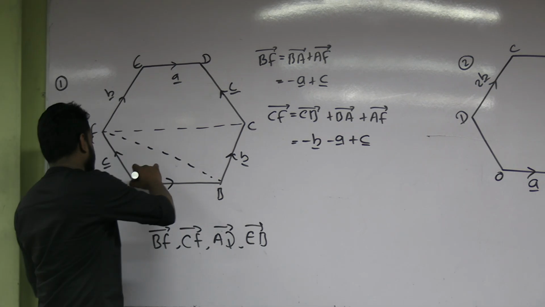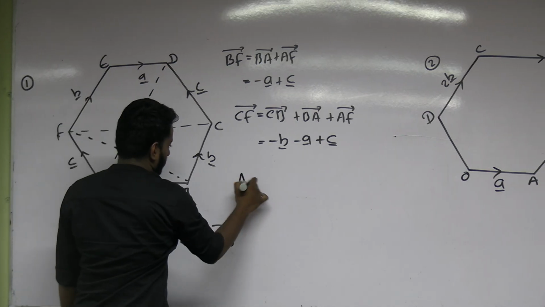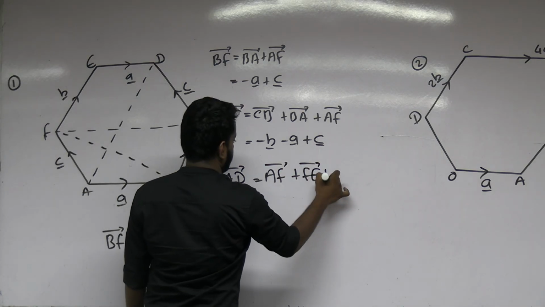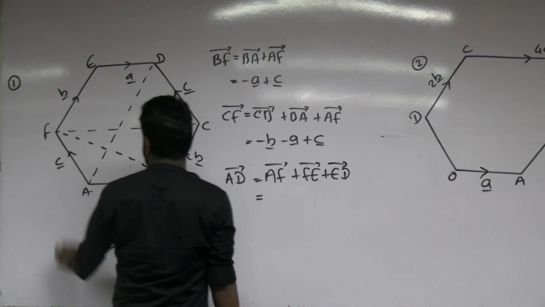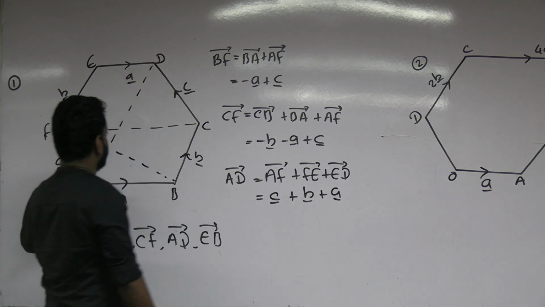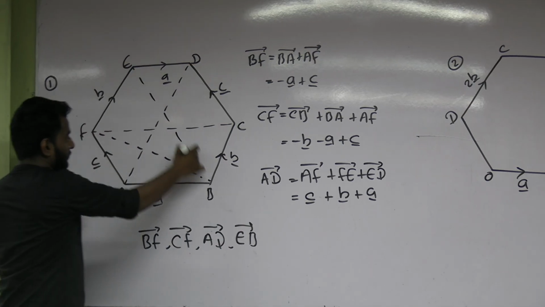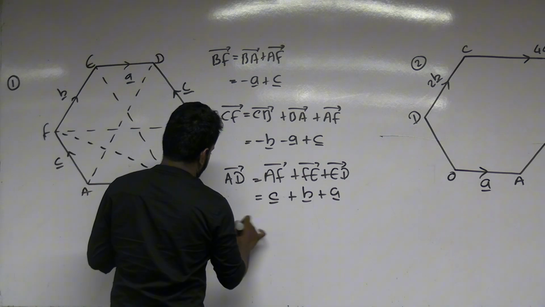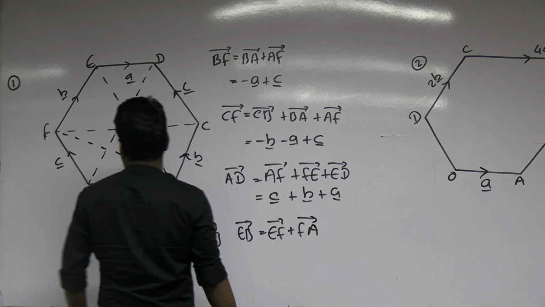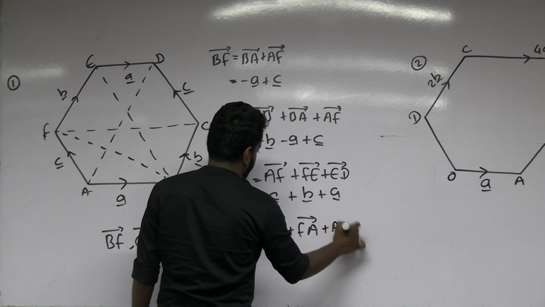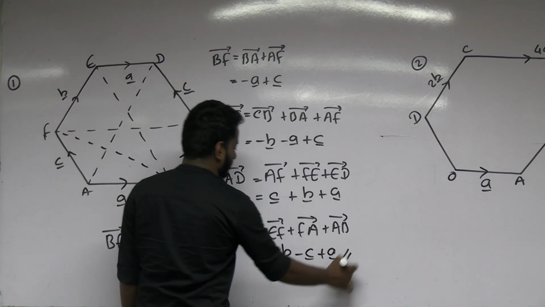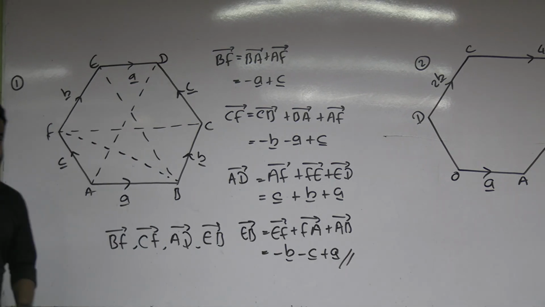And we have the vector AD. AD is equal to AF plus FE plus ED. So AF is simple C, and B plus A. And finally, we are supposed to find the vector EB. The vector EB is equal to EF plus FA and AB. So EF is minus B minus C plus E. Just check whether the answers are correct.